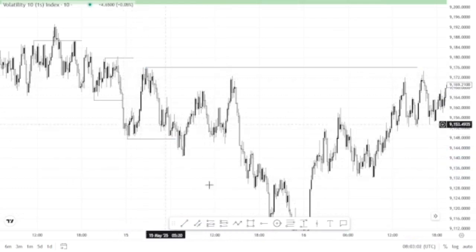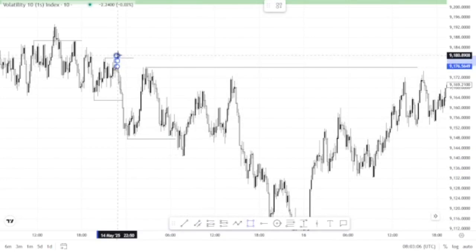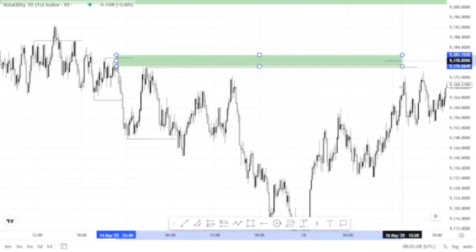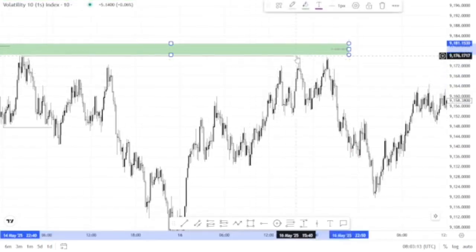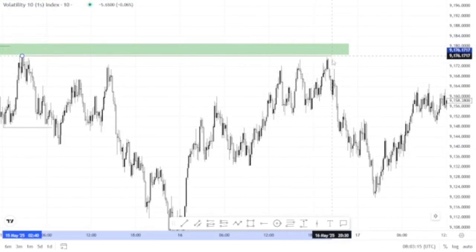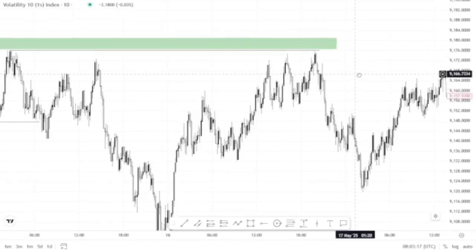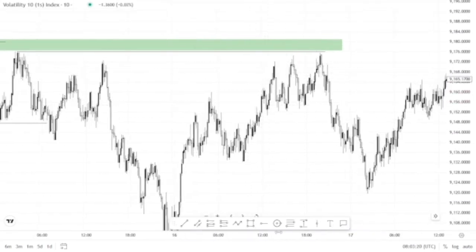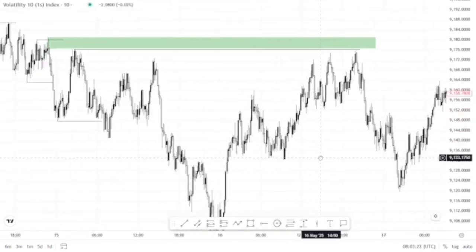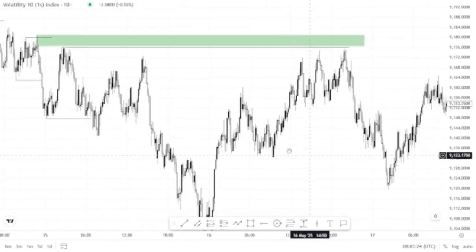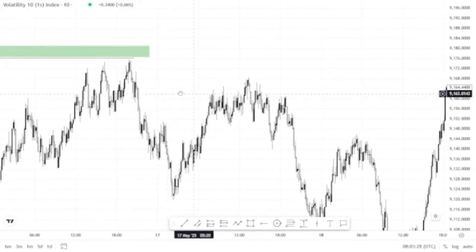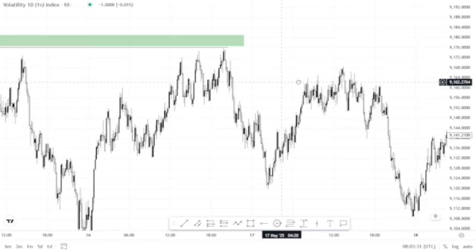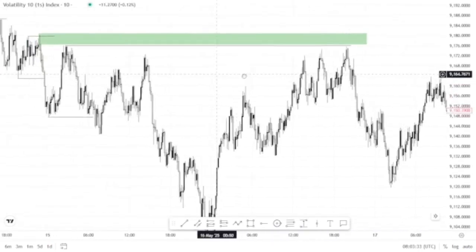Then you just take the wicks here, this last wick here, and draw it out. And I think this is a missed entry. Price didn't even take out the liquidity at all, so we are off this one. Let's see if we can spot another setup. Any other setup here? Do we have a setup? No, I don't think we have any here.